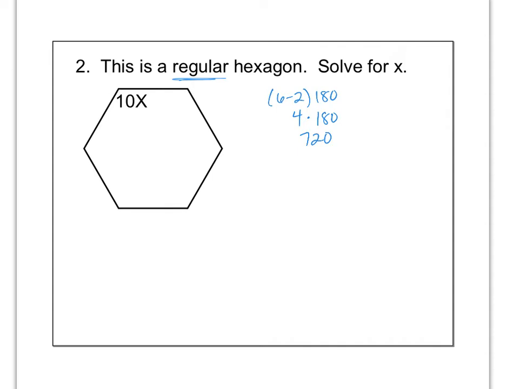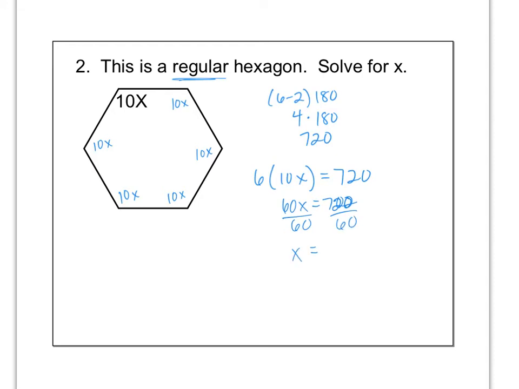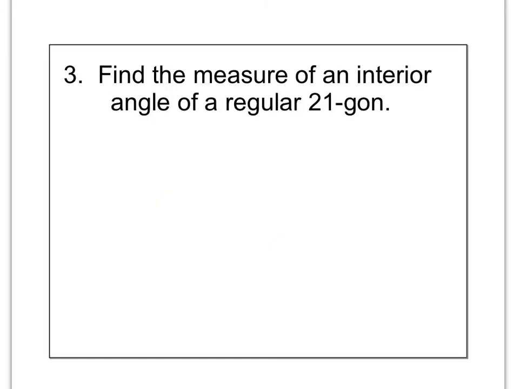Each of the angles is 10x. So 6 10x's should equal 720, because each of these corners is going to be 10x. So there's 6 of them. Okay, so that's 60x equals 720. Divide by 60, and x equals 12. So it just said solve for x, so we are done. Please try number 3.